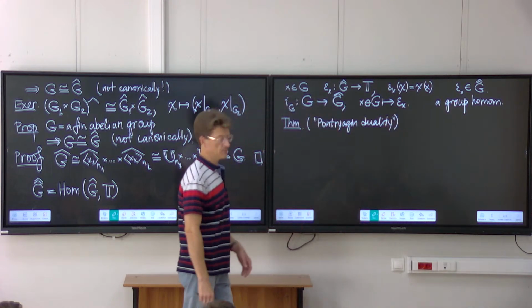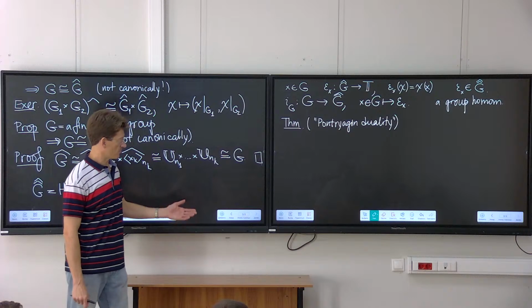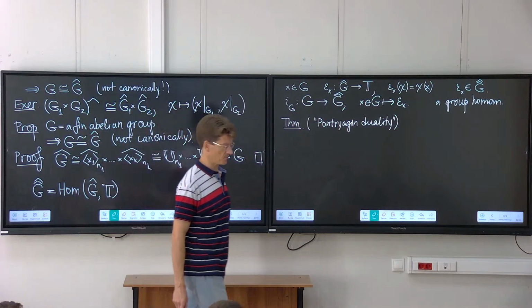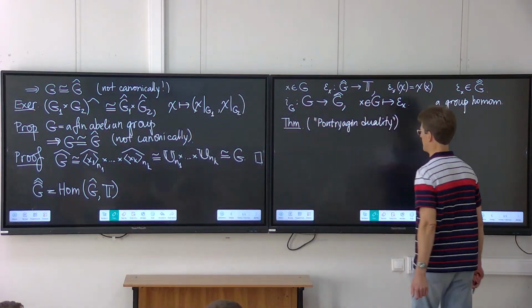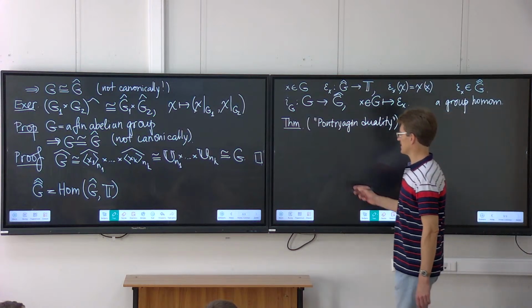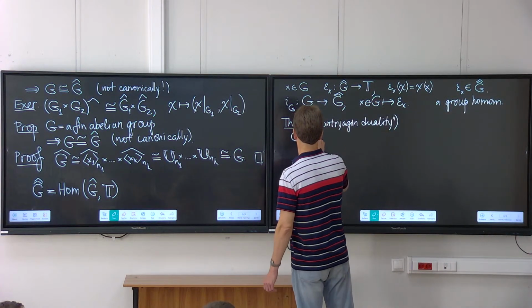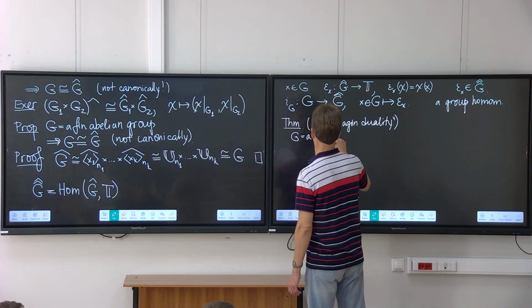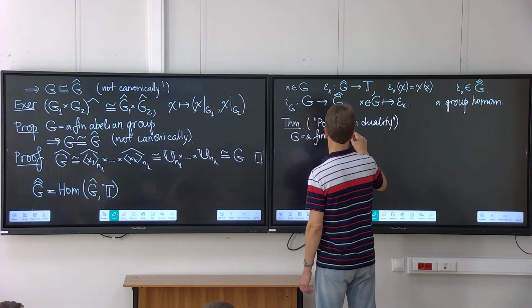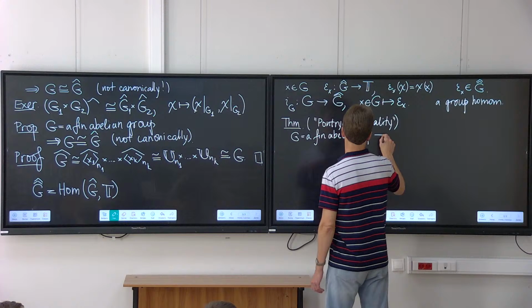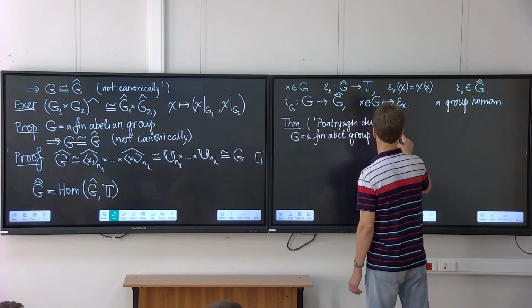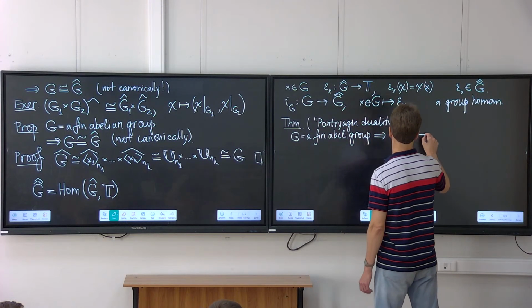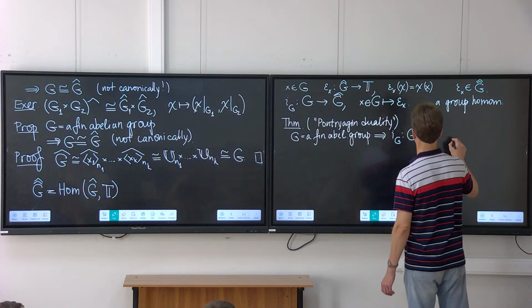Well, I put the quotation marks here because, of course, this result was known long before Plancherel. It's only about finite abelian groups. So if G is a finite abelian group, then the map IJ is an isomorphism between G and G double hat.